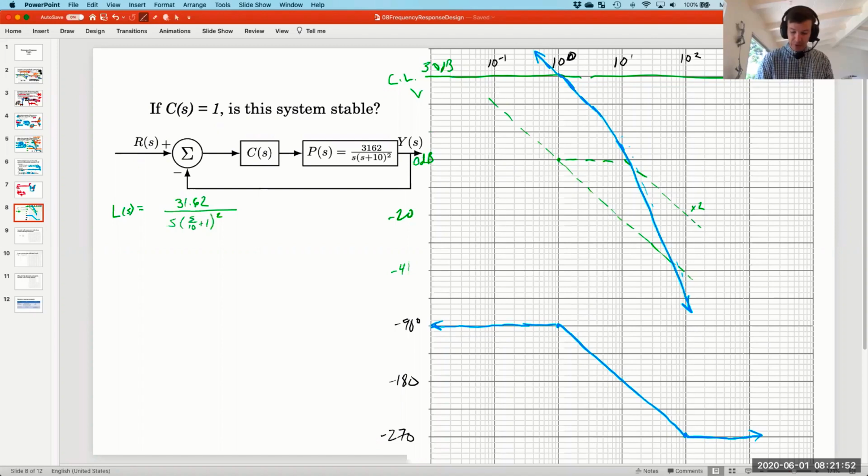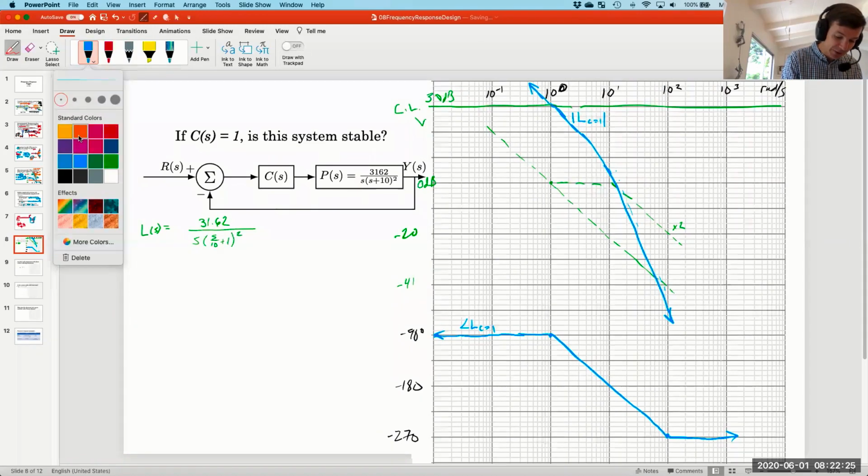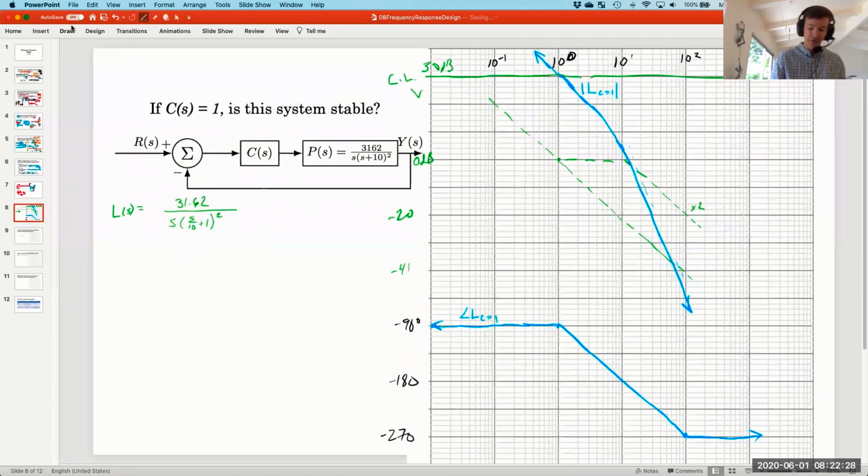Okay, so here in blue, we have the magnitude of L when C equals 1. And in blue down here, we have the phase of L when C equals 1. Questions on these two graphs? So this is basically Unit 7 stuff, but I'm happy to help if people have questions. Okay, so now that we have the open loop Bode plot, both magnitude and phase, we can get around to actually answering the question, which was, is the system stable for the given controller?